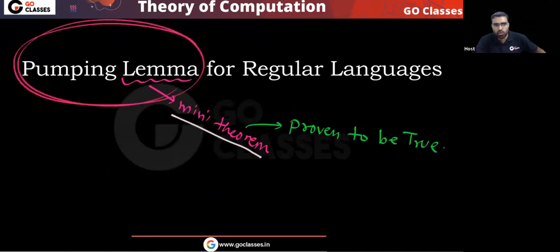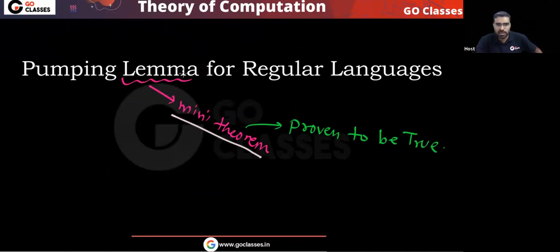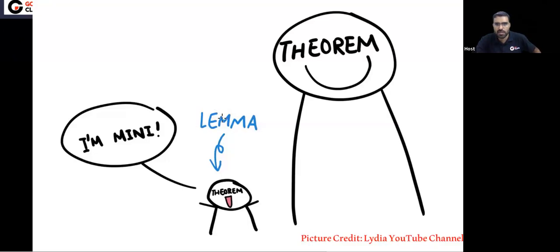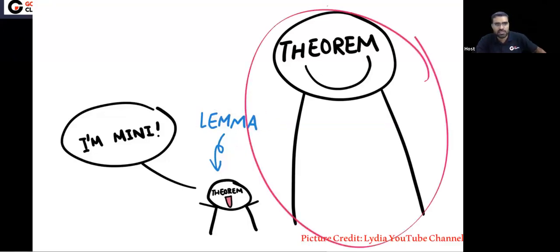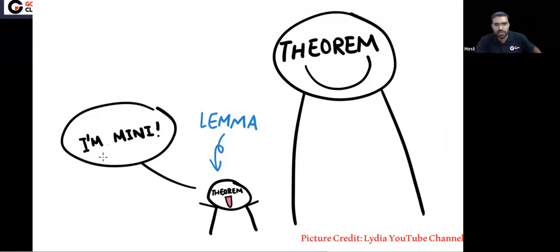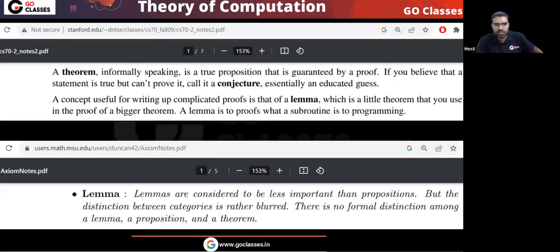Whatever I will teach you, we need to prove it. So this lemma is a mini theorem. If this is a theorem, then a mini theorem will be a lemma. So very simple, this is the idea. A lemma is basically a little theorem. But anyway, no one will ask you what is a theorem, what is a lemma, or what is the difference between a theorem and a lemma.